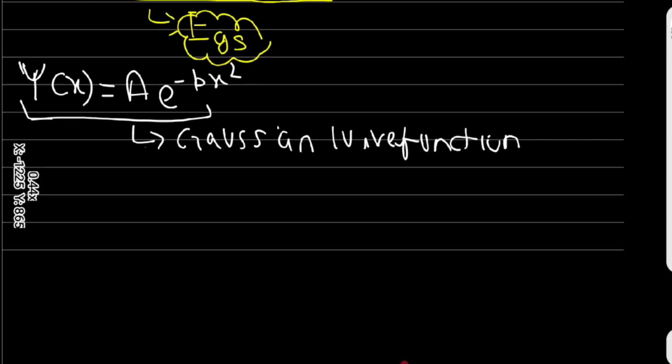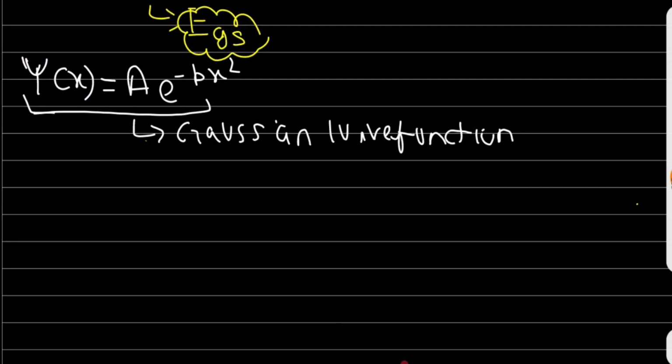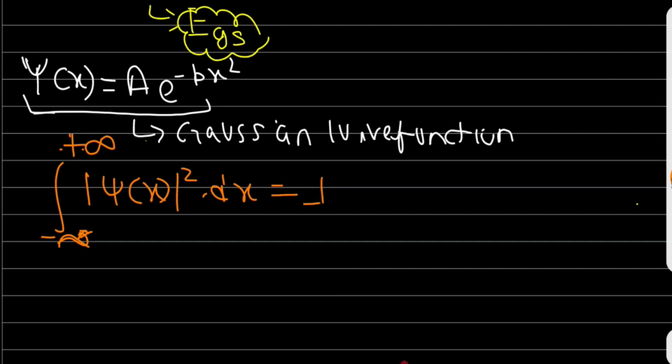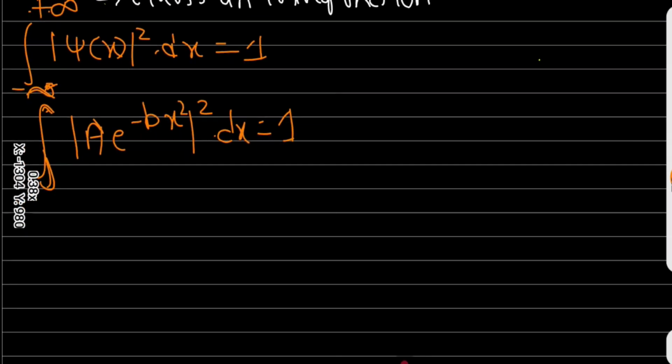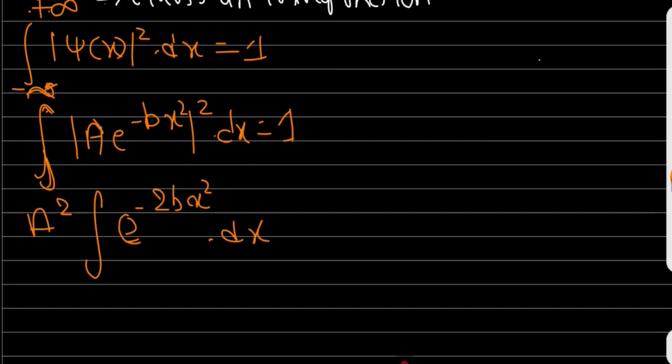First of all, we have to calculate the normalization constant. To calculate it, we do the integration from negative infinity to positive infinity of psi squared dx equals 1. Integrating, A squared times the integral of e to the power minus 2b x square dx from negative infinity to positive infinity equals 1.